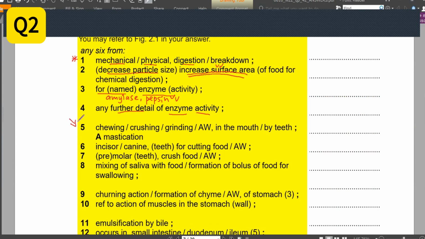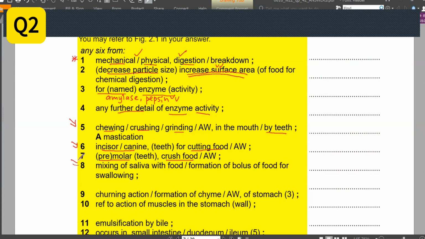At this point, we are talking about how it happened. Mechanical and physical digestion happens by chewing, crushing, grinding, by using our teeth. Another good thing is mentioning different types of teeth and their functions, which will get us points as well. Incisor and canine are used for cutting food based on their shape. Molar and premolar are used for crushing the food.